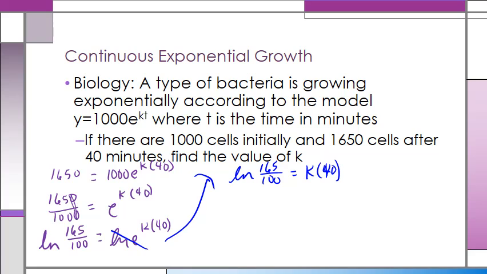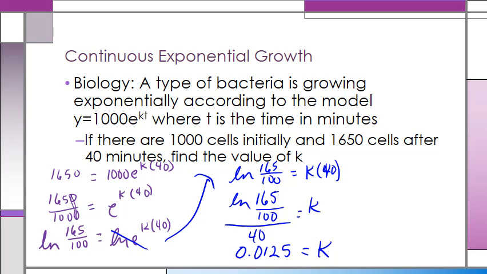And we're just going to simply divide both sides by 40. And so we get ln 165 over 100, all divided by 40, to equal k. And so k, when we put that into the calculator, is going to equal 0.0125. Oh, got an extra zero in there. Sorry about that. 0.0125 equals k. All right, well, there's our first model. Now we're going to compare two models of two different bacteria as we finish up this example.